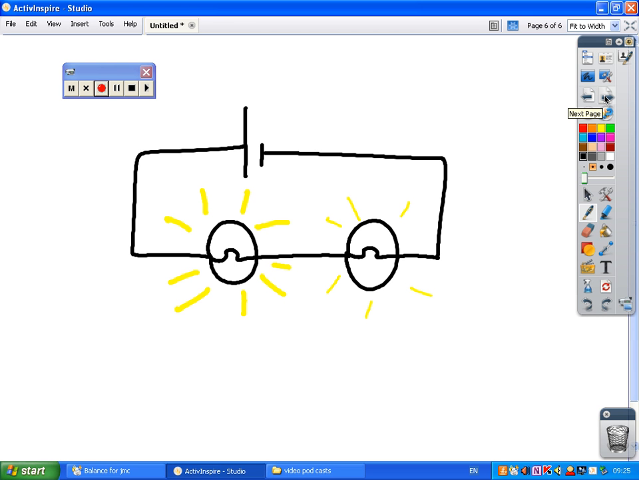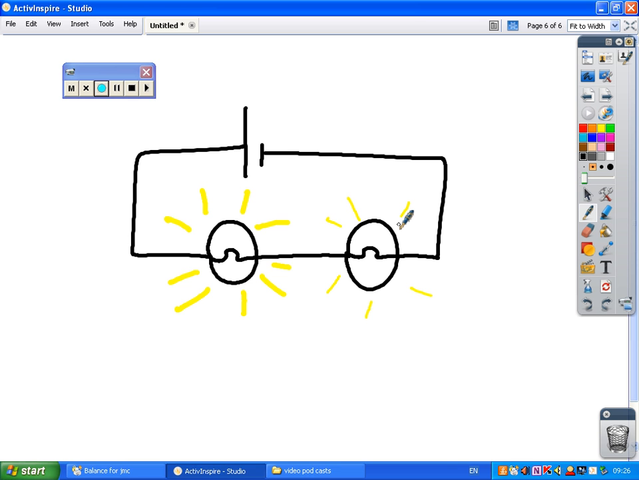Have a quick look at this circuit. We've got our battery, it's pushing electricity around the circuit, but what you'll notice is that I've tried to emphasize on here that this bulb is considerably brighter than this bulb. So the left bulb is brighter than the right bulb.